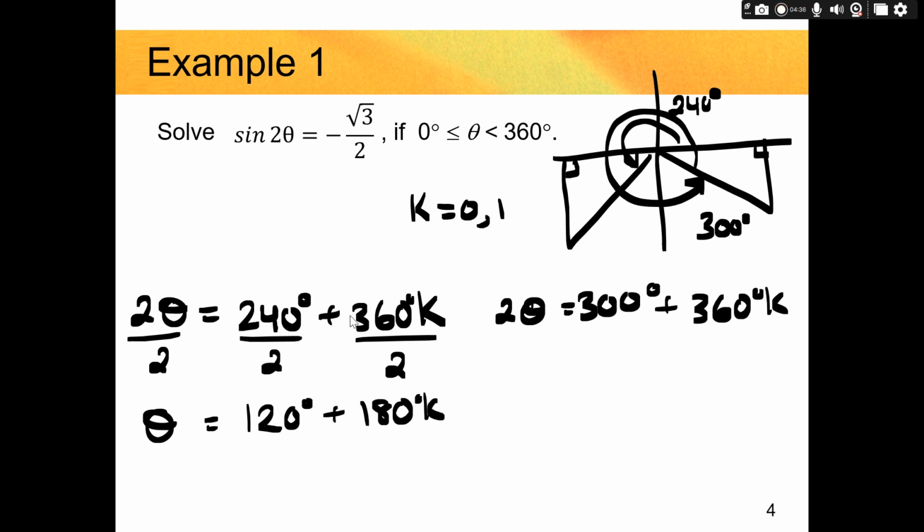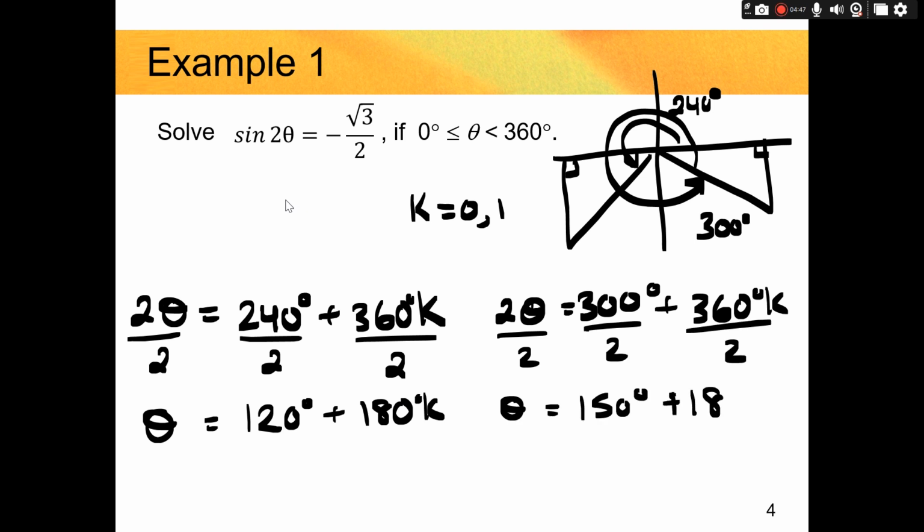We're going to get all the solutions first, and then from there, we're just going to pick out the ones we want based upon how many revolutions we have. Divide by 2, divide by 2, divide by 2. And I got myself 150 plus 180k. So the half revolutions only work when you are dividing by 2.